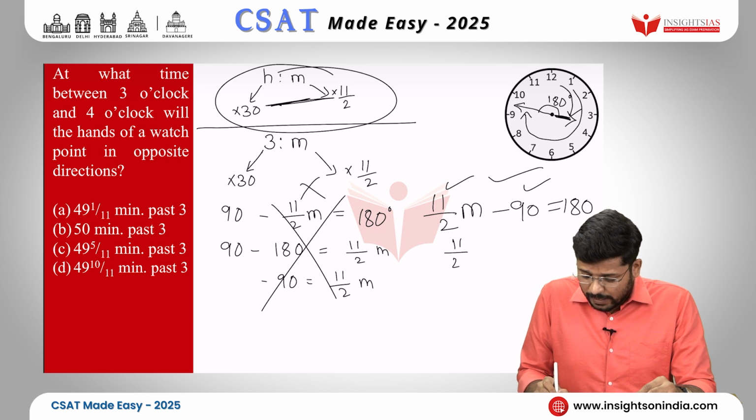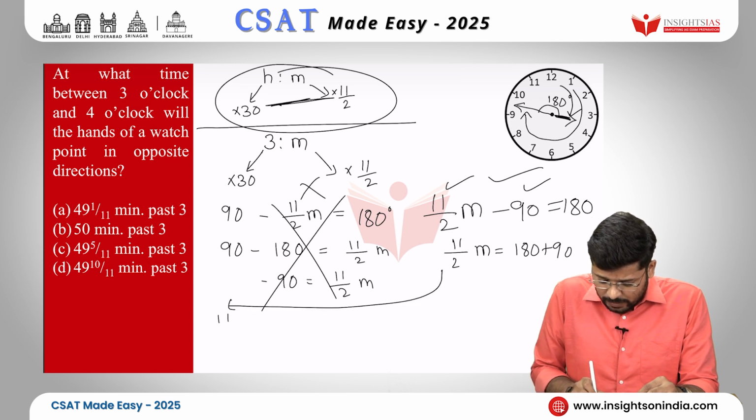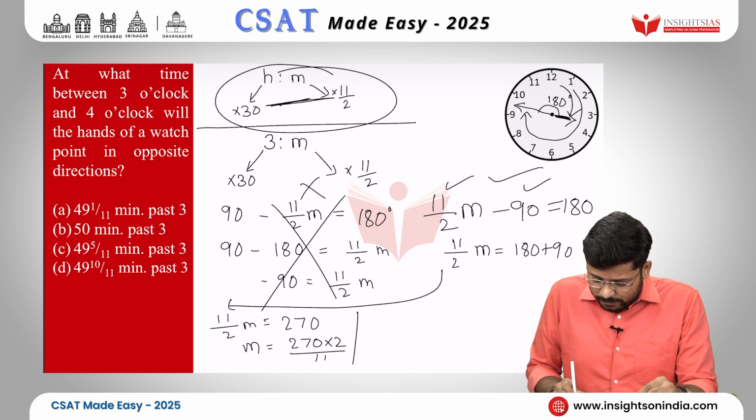What do we get? 11 by 2m is equal to 180 plus 90. Okay, and I will continue this here. 11 by 2m is equal to 270. So what will the value of m be? It would be 270 into 2 divided by 11. What is that? 540 by 11, right?